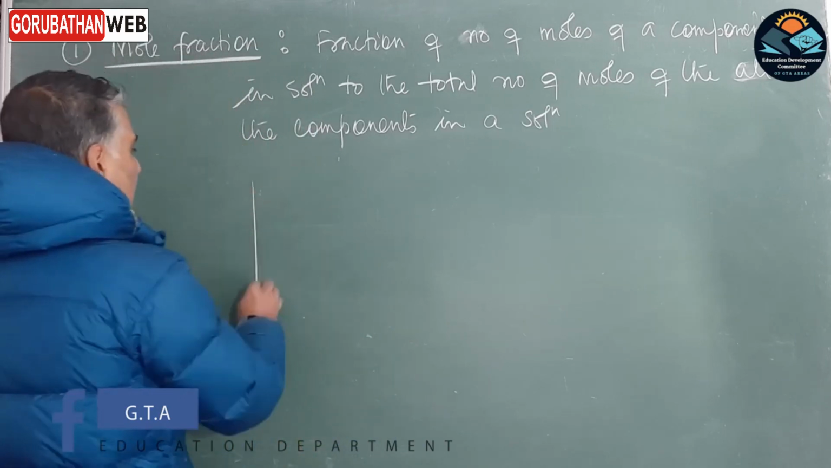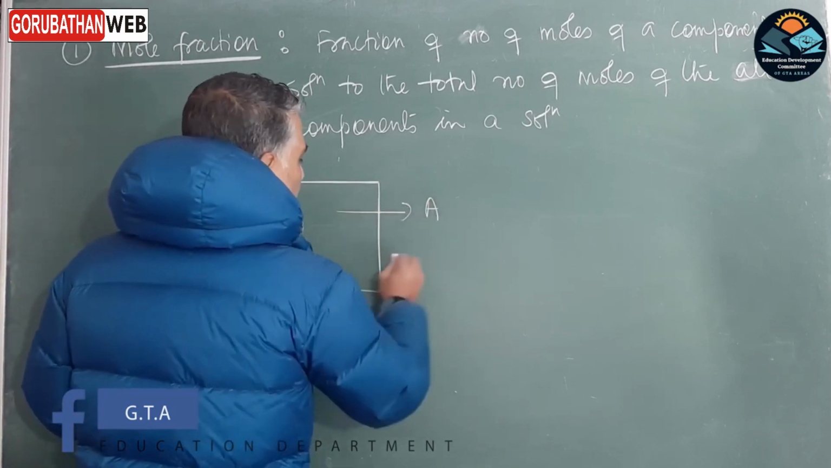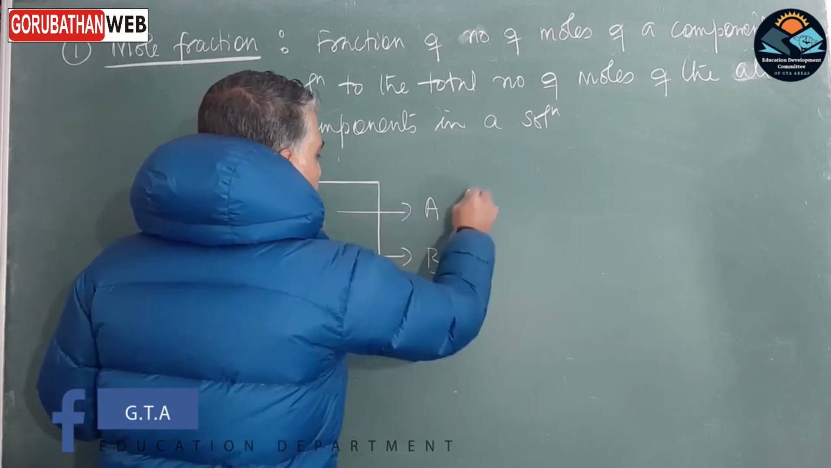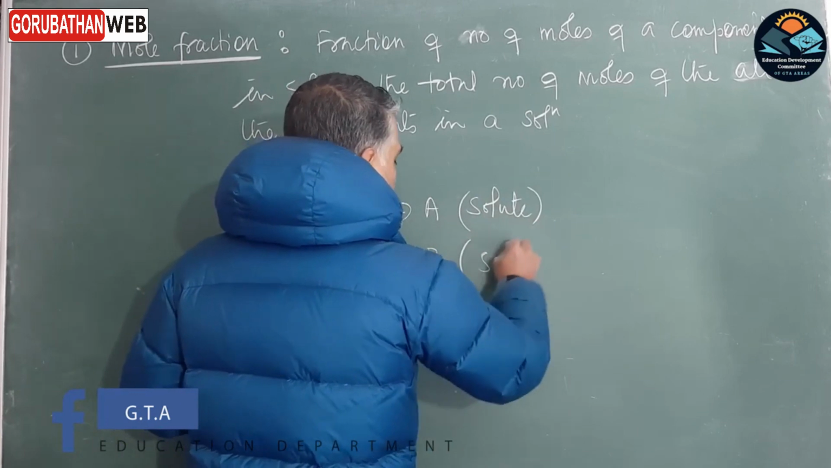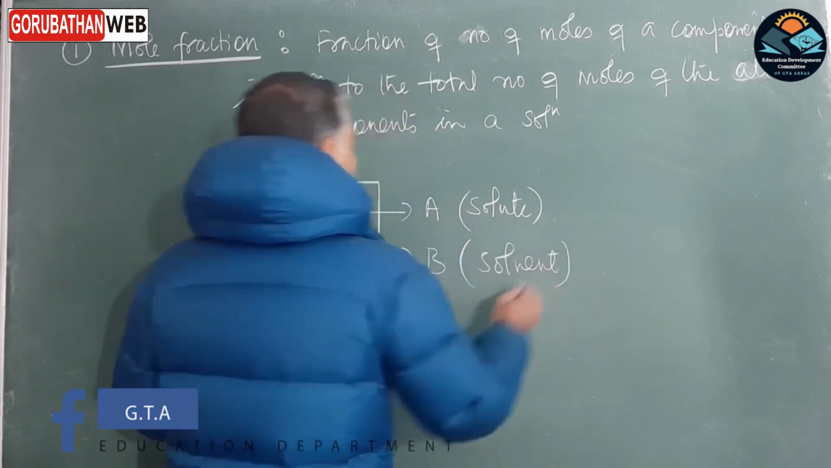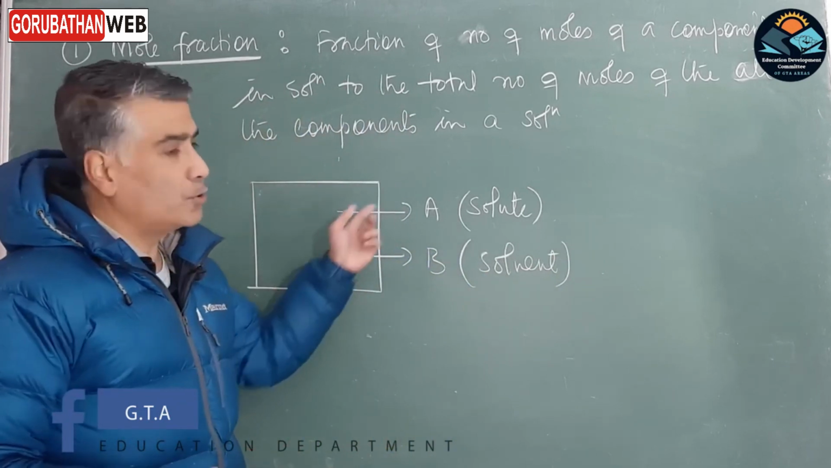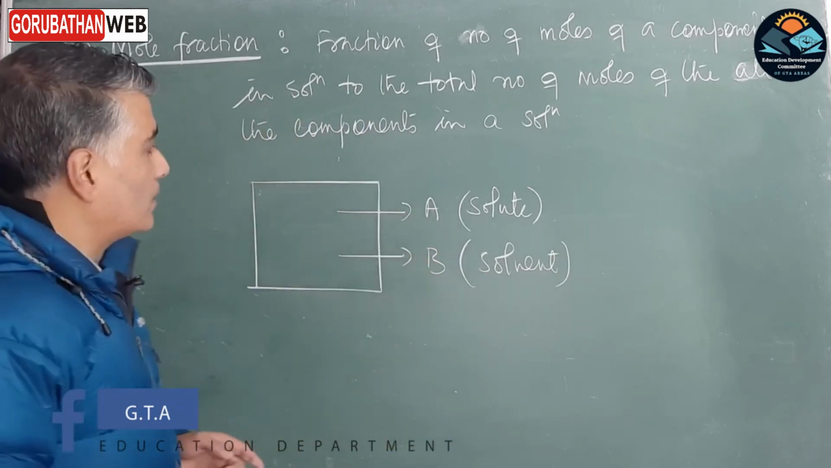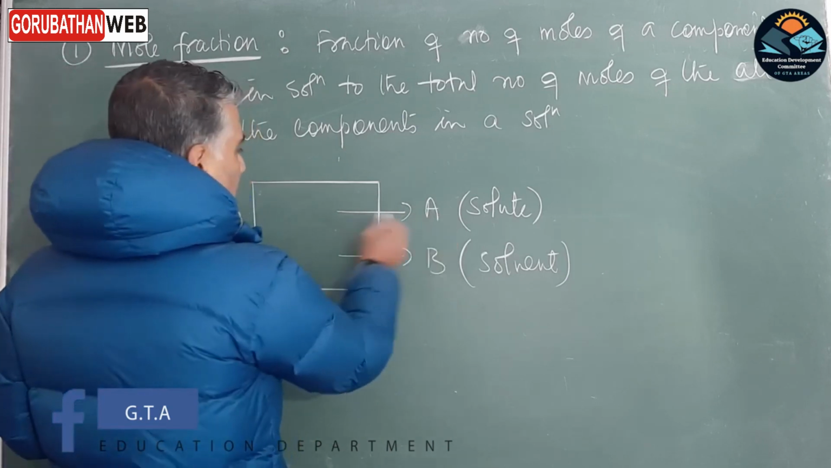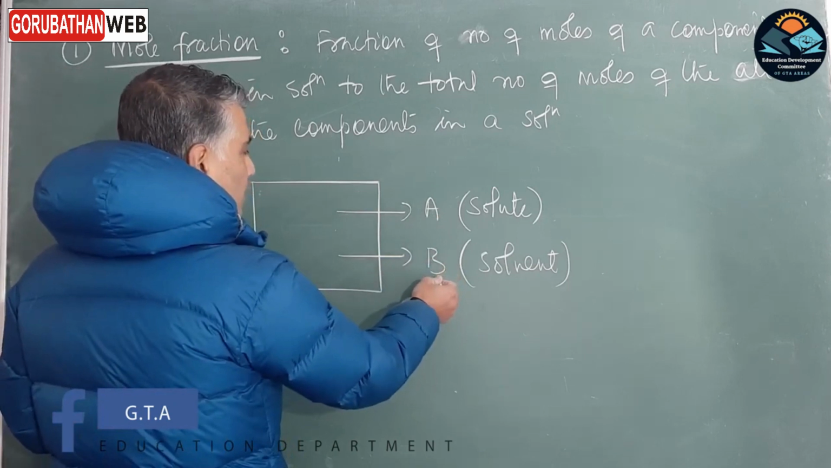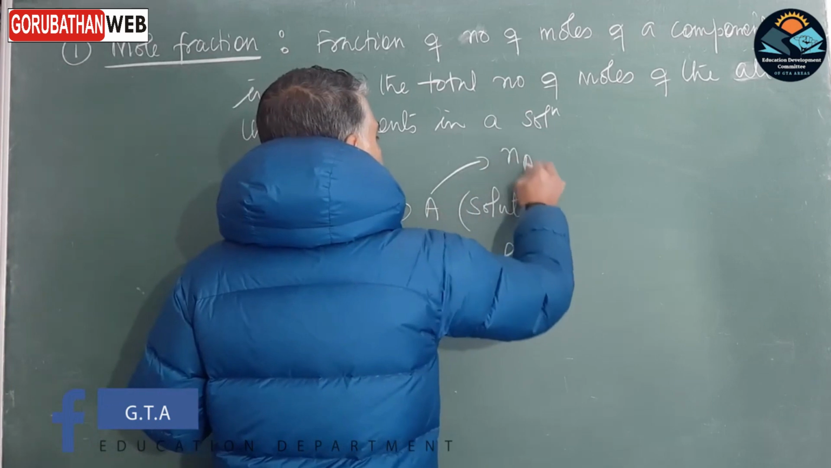So let's say we have a solution or a mixture where 2 substances, A and B, are being mixed. A could be solute and B could be solvent, or it doesn't matter which one. We can only say that there's a mixture or a solution where A and B are mixed together. So it's a binary mixture or solution. While taking A and B to prepare this solution, let's say the number of moles of A is NA.